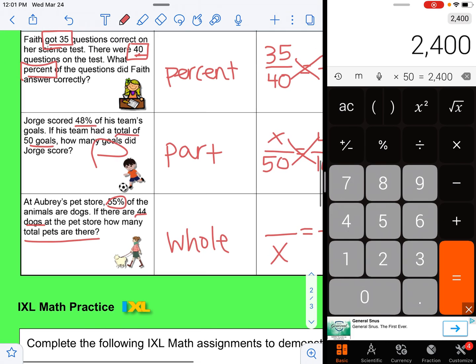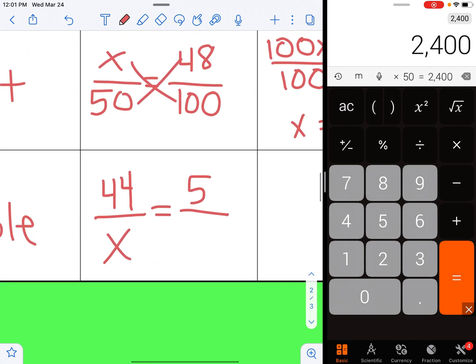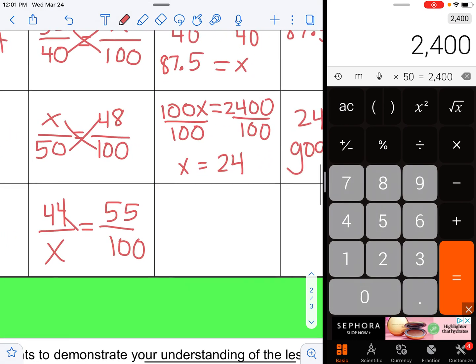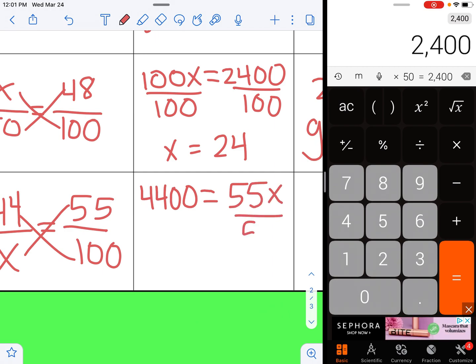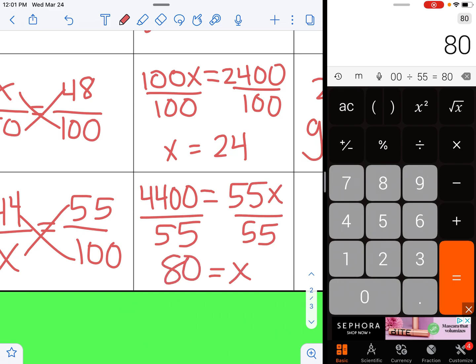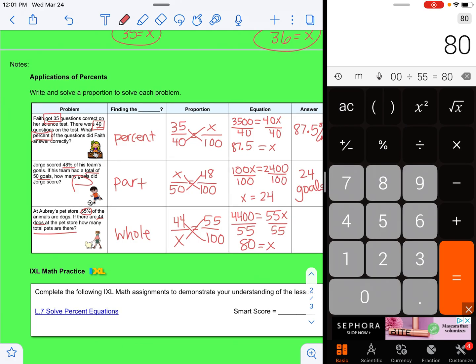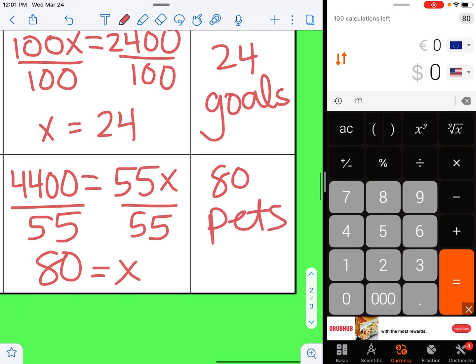We don't know the whole, so the bottom is our x. But we know the part is 44. And then our percent is 55. And that's always over 100. So now let's cross multiply. 44 times 100 is 4400, and that's equal to 55x. We want x by itself, so we need to divide by 55. 4400 divided by 55 gives us 80. And now we need to figure out what that 80 means. It's asking the total pets. So that 80 stands for 80 pets.